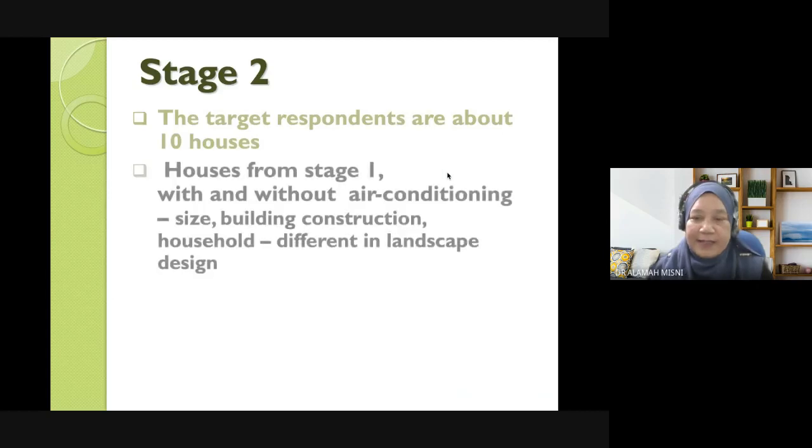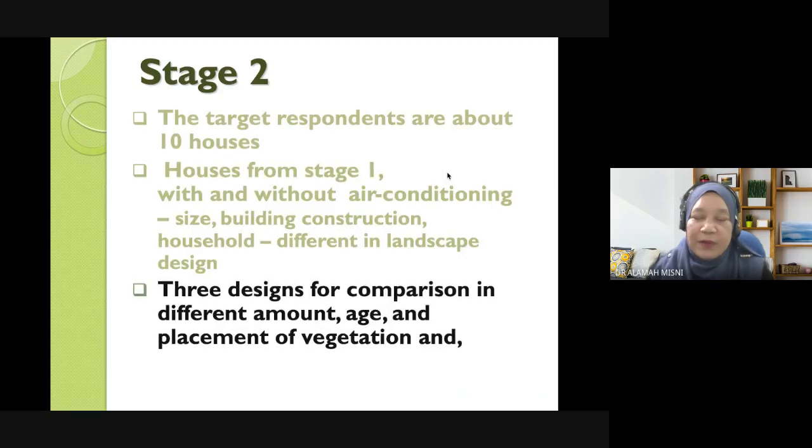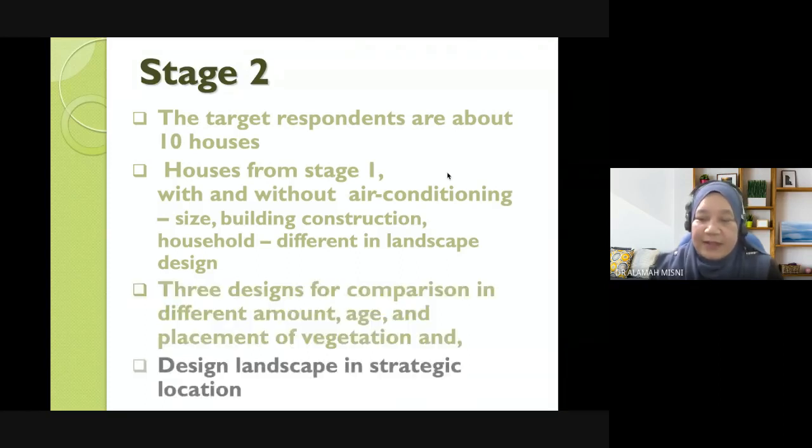Okay, next is stage two. The target respondents are about 10 houses. And the houses from stage one are used with or without an air conditioning system. This depends on the size, building construction, household, and also the differences in landscape design. So the three designs are for comparison in different amount, age, and placement of vegetation. Next. And design landscape, whether they are practiced in a strategic location or not. Next.